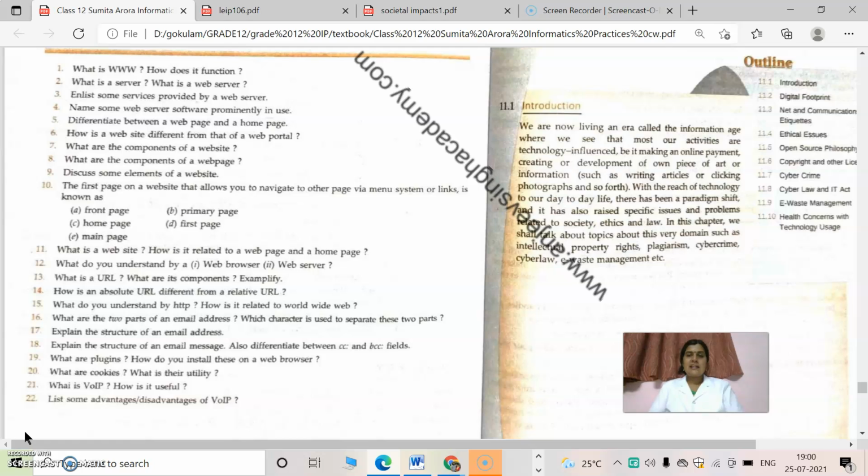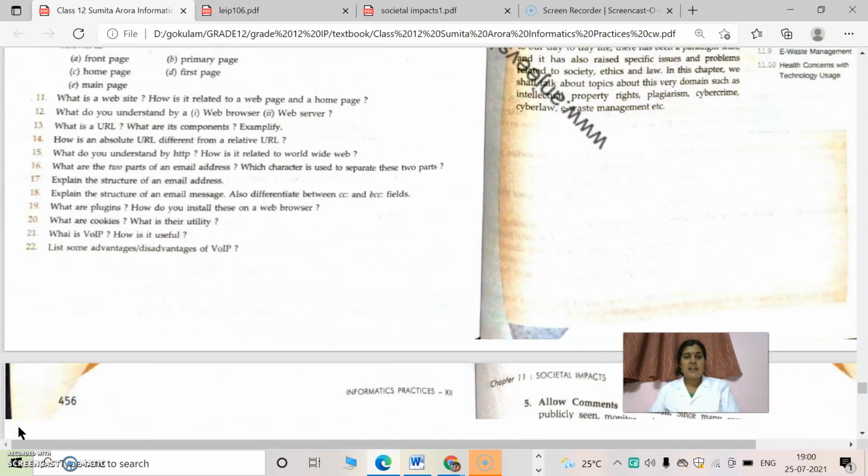So first it will be an introduction. In this book, Sumita Arora's textbook, they are specifying our internet technologies, like online payment or creating our website, or if we are browsing data or chatting through Facebook. What is happening, what are the crimes involved, and what are our data which are lost? Like that, some topics are covered.